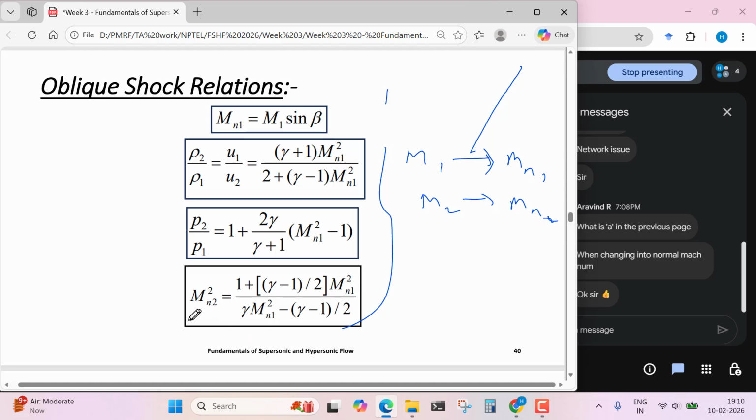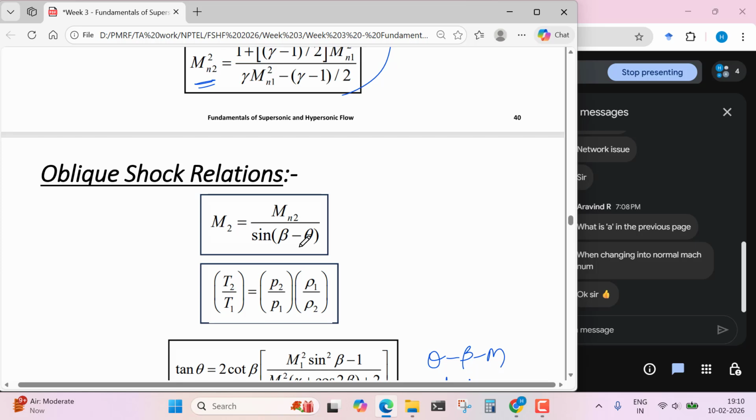So you will find Mn2 here, and from Mn2 you have to find M2. I have mentioned that Mn2 equal to M2 sine (beta minus theta). If you know it, first you have to find beta. So after you find the beta, then you have to do all these steps. Then you can find M2, and the temperature ratio you can find using the equation of state if you know the pressure and density.